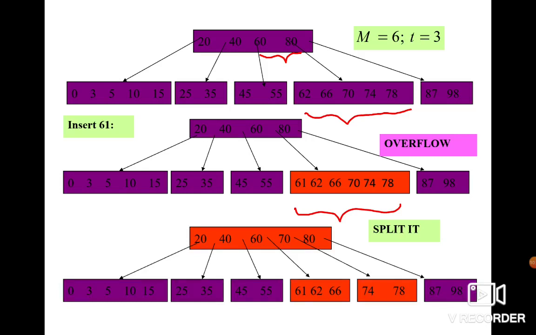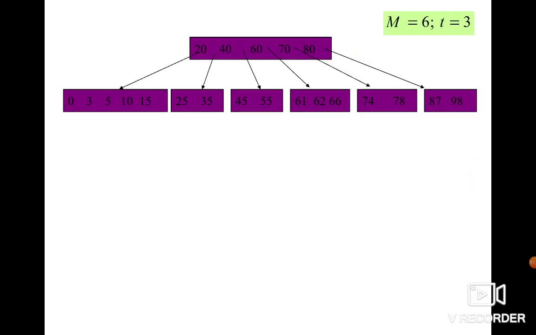Okay, so the element at position t is moved up to the parent, and the left side values become the left child and the right side values become the right child. That is, the middle element is moved up to the parent, and we split the overflowed node into two children. So 61, 62, 66 becomes the left node, 74 and 78 becomes the right node, and the value 70 is moved up to the parent. Okay, so that's all for insertion.